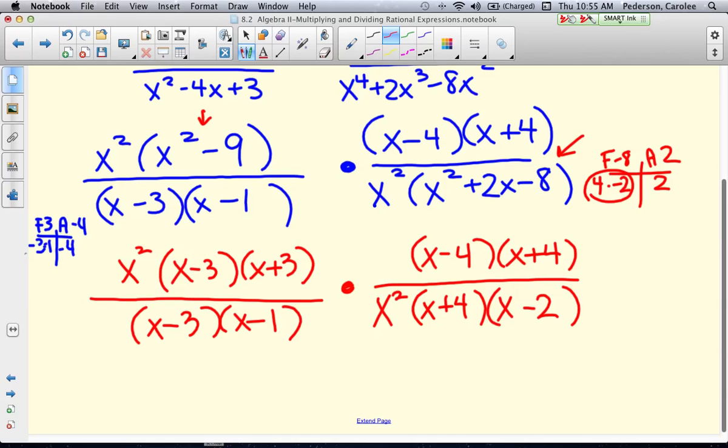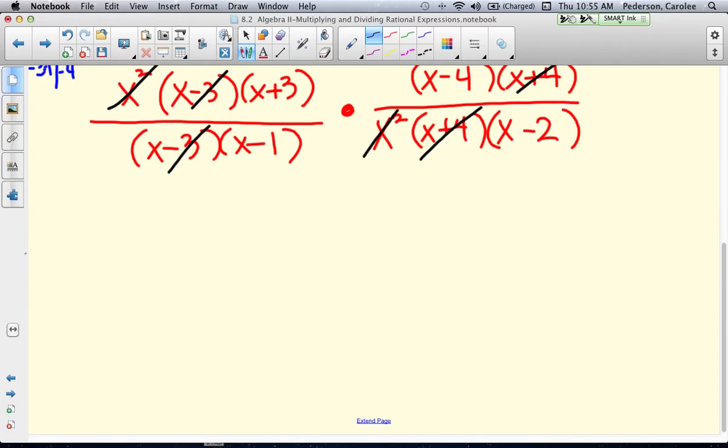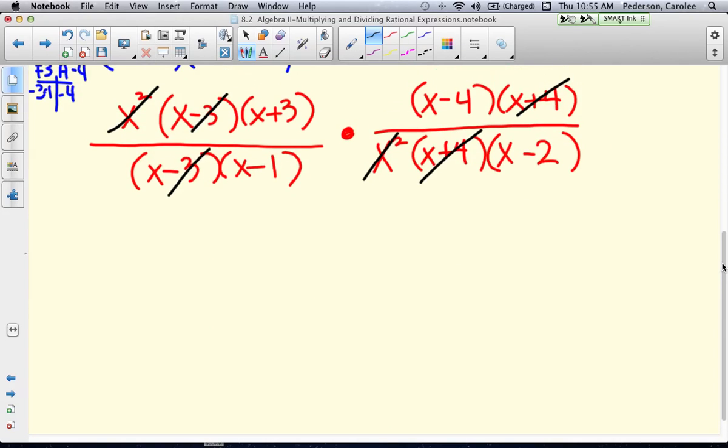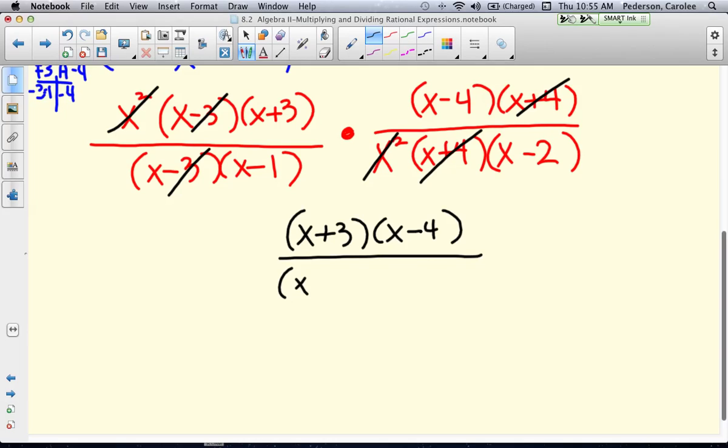Now we look to see what we can cancel. Well, we can cancel an x squared and an x squared. We can cancel an x minus 3 and an x minus 3. We can cancel an x plus 4 and an x plus 4. So what we're left with as a single fraction multiplying across is x plus 3, x minus 4, over x minus 1, x minus 2.